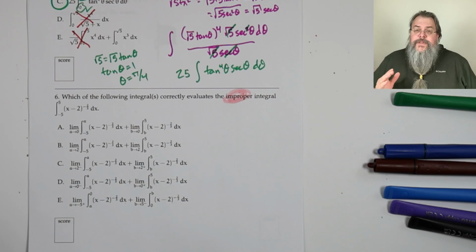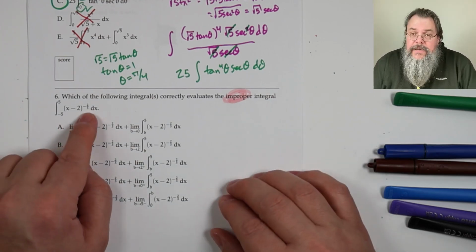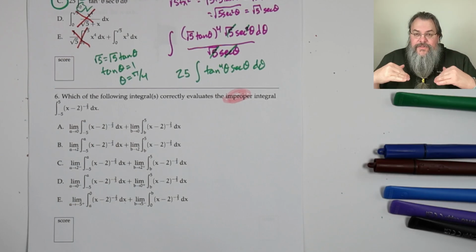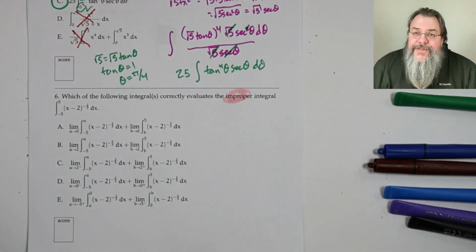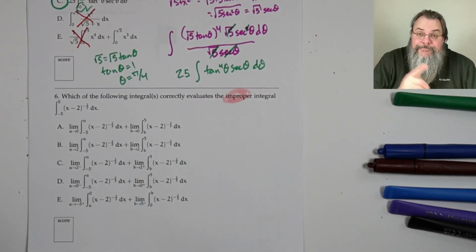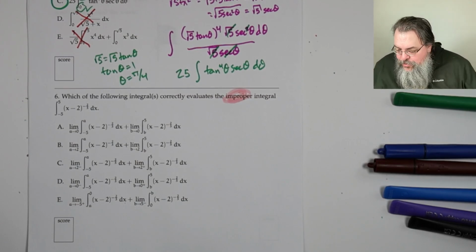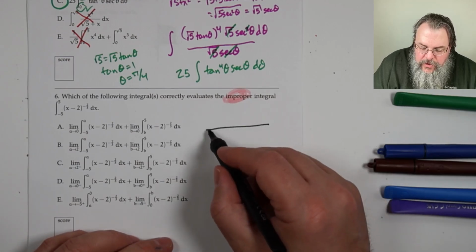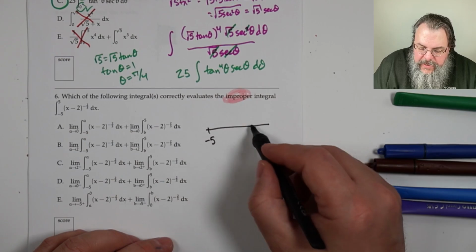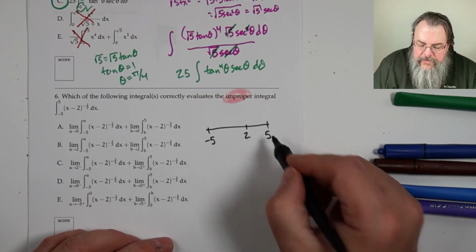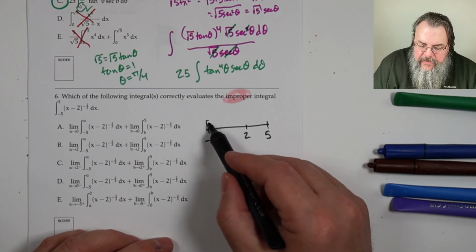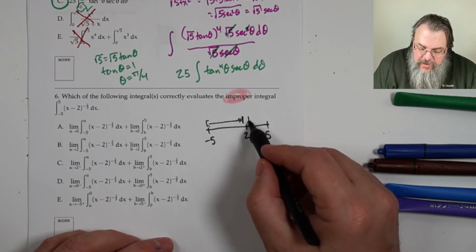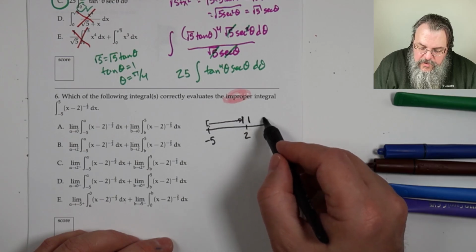So we say, okay, well, looking at what we have, we see a negative exponent. That means we're dividing possibly by 0 because negative means downstairs. And we say, well, what could make x minus 2 be 0? 2. All right, cool. So we have negative 5 to 5. So what we want to do is go from negative 5 up to something a little bit below 2. And then we want to go from something a little bit above 2 up to 5.